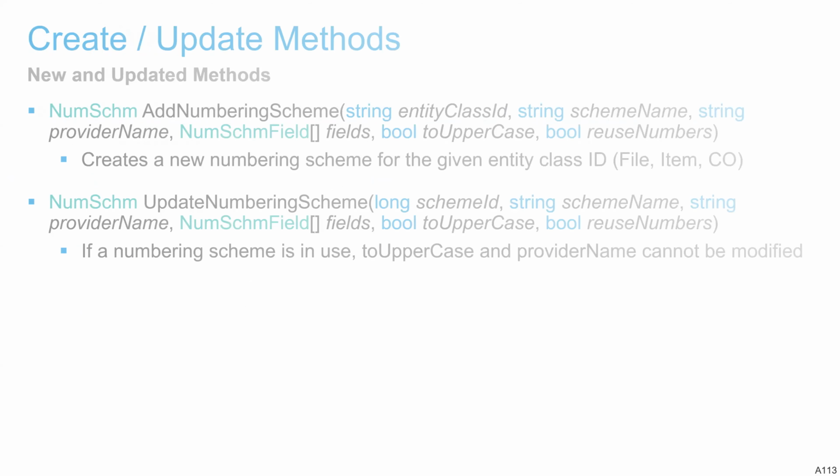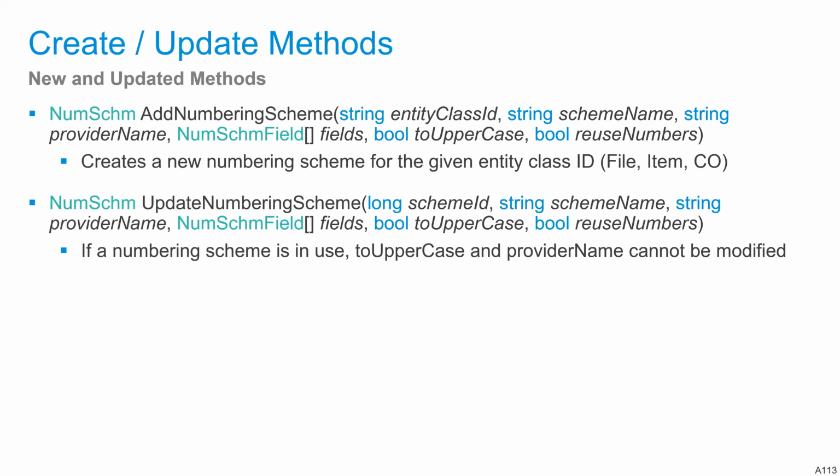Moving on, we have our create and update methods. So we have add numbering scheme, and this one has quite a few new parameters added to it for the general service. We have the entity class ID, the scheme name, and the new provider name, which comes from that num provider. We have num scheme fields, to uppercase, and reuse numbers. So the name, the fields, and to uppercase will move over from the previous APIs. Reuse number and provider name will be somewhat newer.